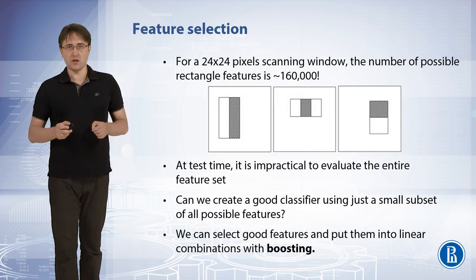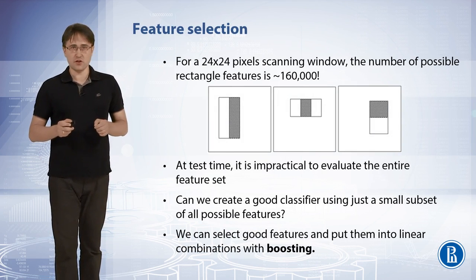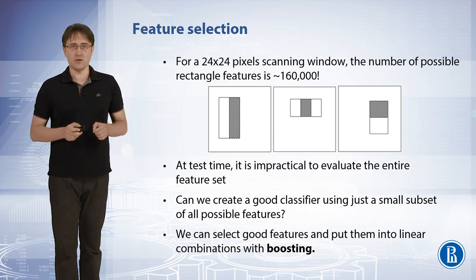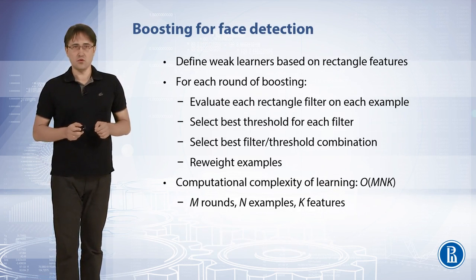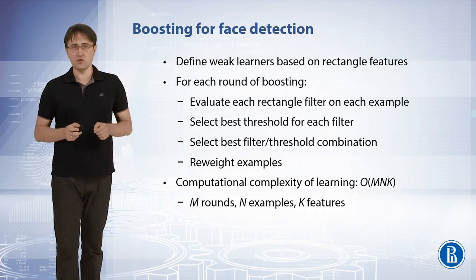The number of possible Haar features is very large. For a 24 by 24 detection region, the number of possible rectangle features is more than 100,000. In the Viola-Jones algorithm, boosting is applied to select good features and put them into linear combinations. Boosting is an exhaustive greedy search. The training consists of several boosting rounds.